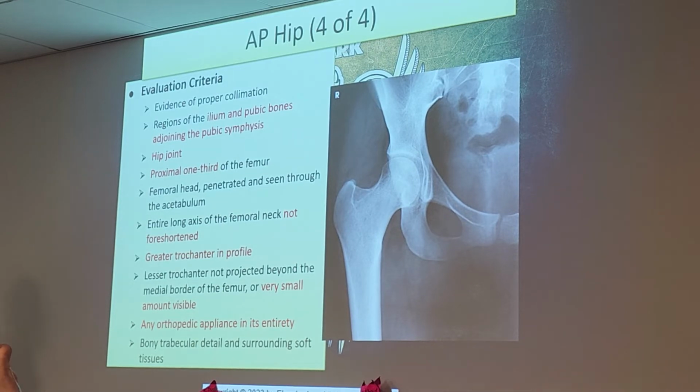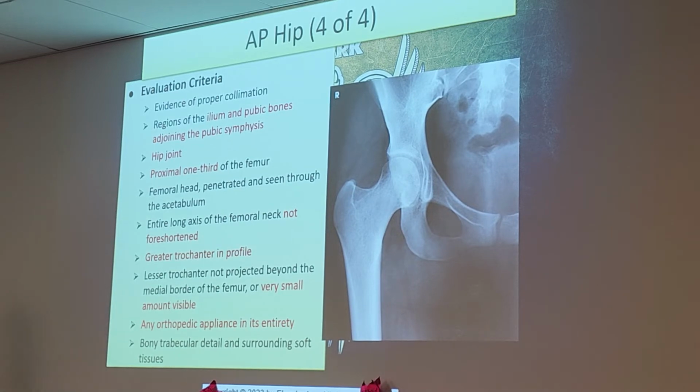Evaluation criteria of the AP hip. So what do we want to see? Of course, collimation if necessary. Just like with the pelvis, guys, open collimation usually on a hip is sufficient because most people have larger hips, and it's going to fill up that cassette anyway. So you can afford to leave that collimation open unless they're very, very small. You see a lot of extra light on the side of the hip area.